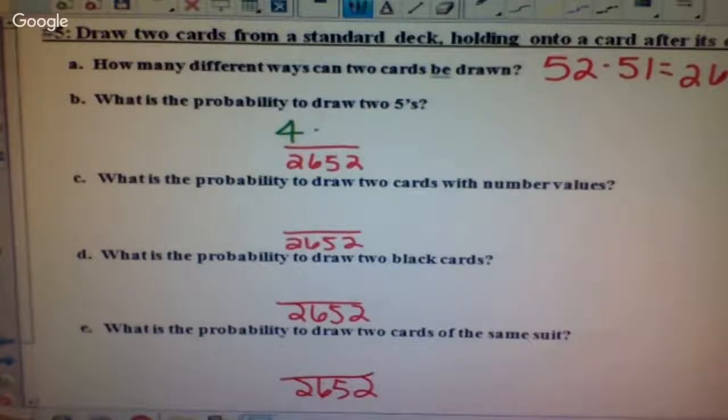Okay, so the first time I go to pick, I've got 4 5s to pick from. The 5 of hearts, diamonds, spades, and clubs. The second time I go to pick a 5, I have 3. Remember, I'm not pulling the card and putting it back. I'm pulling it and keeping it. So if I pull the 5 of diamonds, I only have 3 5s left to pick from. So this should come out to be 1 over 221.